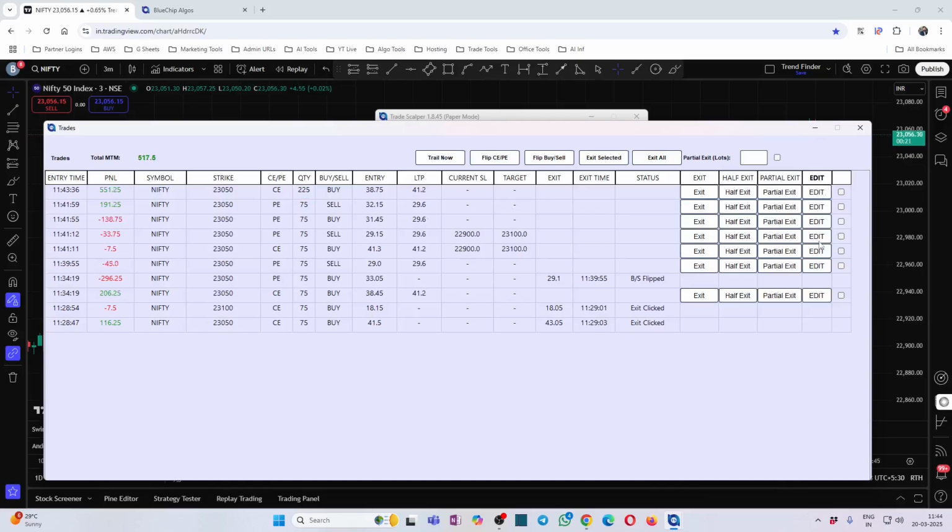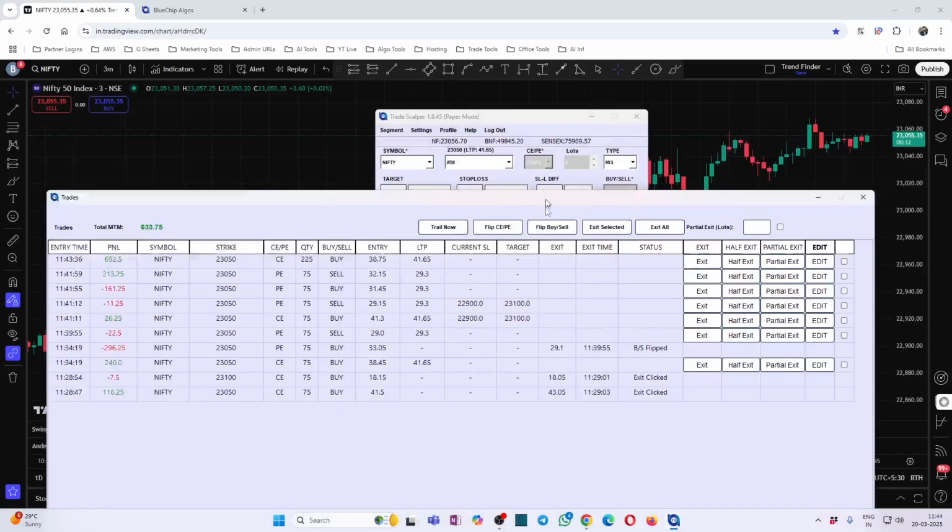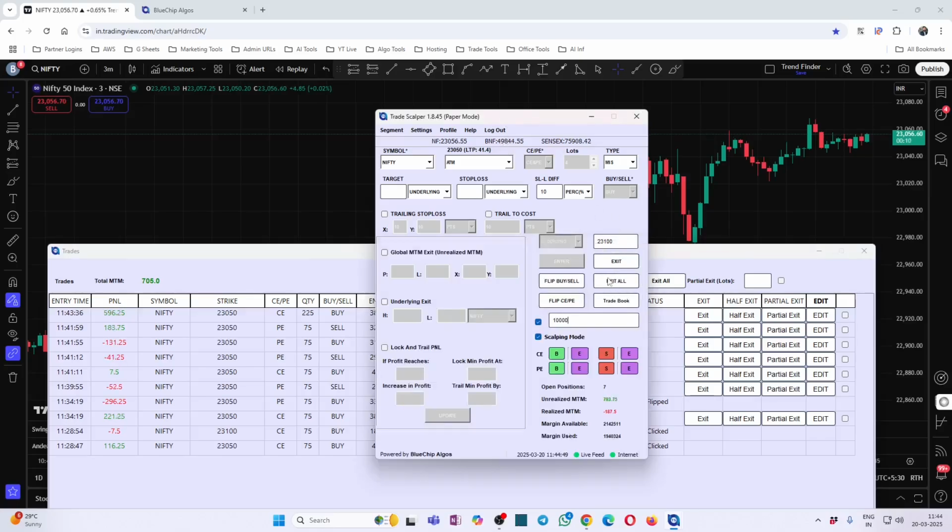If in case you have target and stop loss, you can also hit on the edit button and change whatever you want. Or if you want to introduce trail to cost or lock and trail also, you can do it. All these things are there, but individual from the main window, if you hit on this exit button, it used to exit only the recent position.